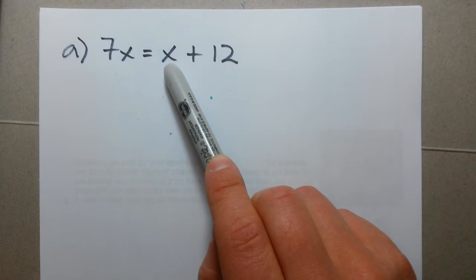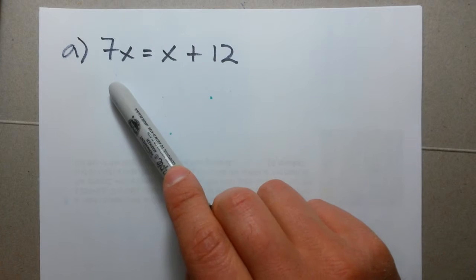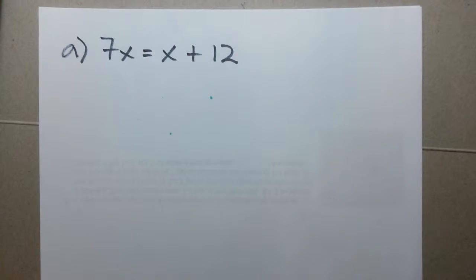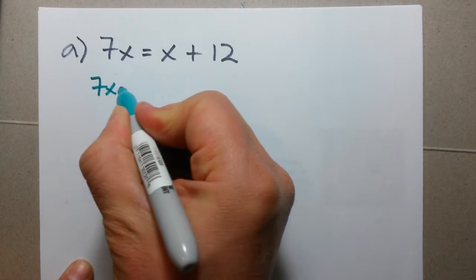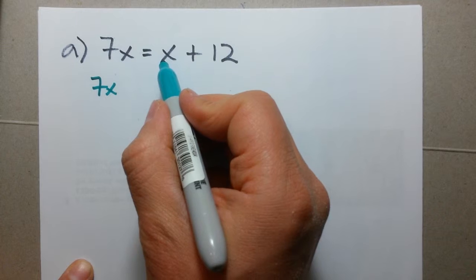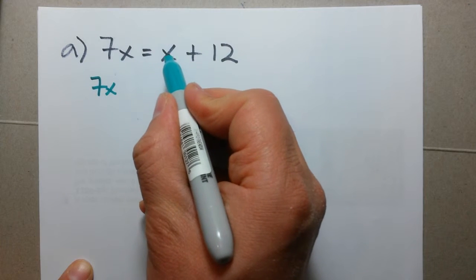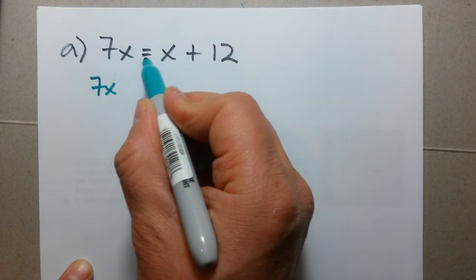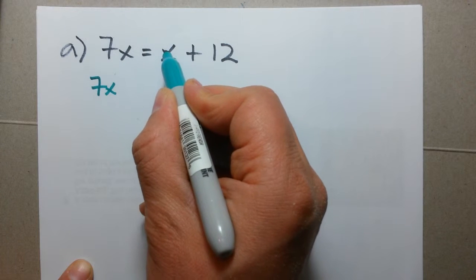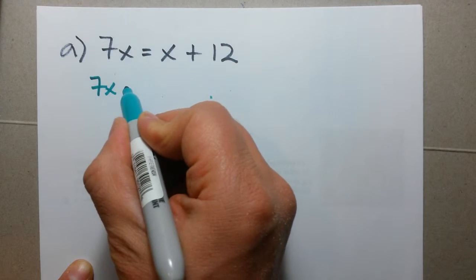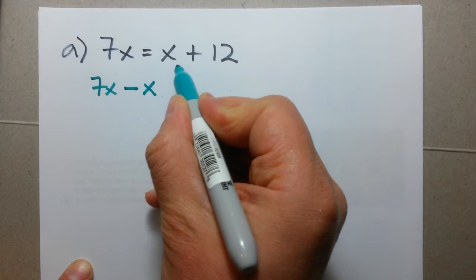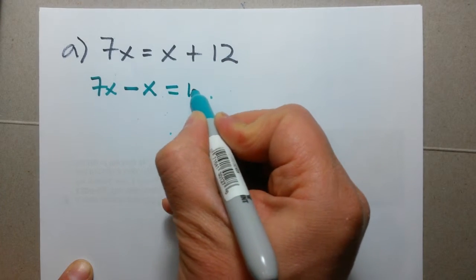In this case, we have 7x on this side, and the x is on the other side. So let's move all the terms that have an x to the left side of the equal sign. We begin by writing 7x, and we're going to keep it there for now. Now x needs to go to the other side of the equal sign. It's a plus x here, because in front of it there's a plus. When it moves to the other side, it becomes minus x. We leave the 12 on that side.